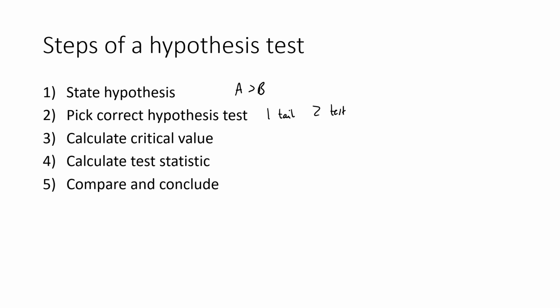Then you calculate a critical value. Maybe the critical value is 1.96. Then you calculate your test statistic. Maybe the Z you calculate is 1.24. You compare and conclude. So Z is less than critical Z, therefore not enough evidence to suggest that drug A is better than drug B.